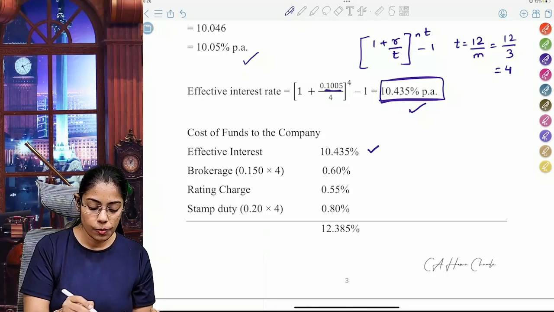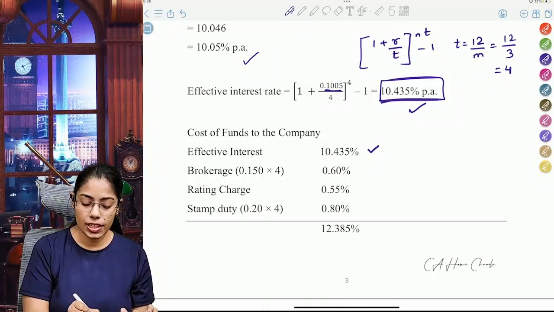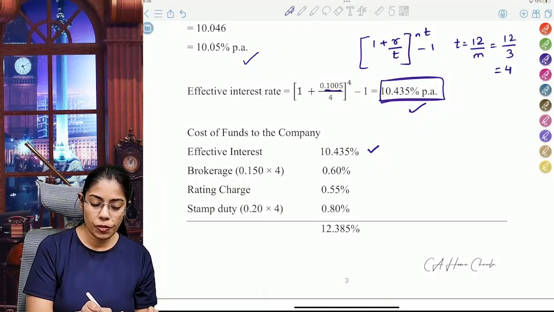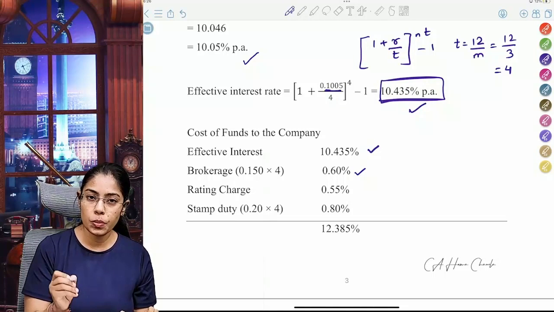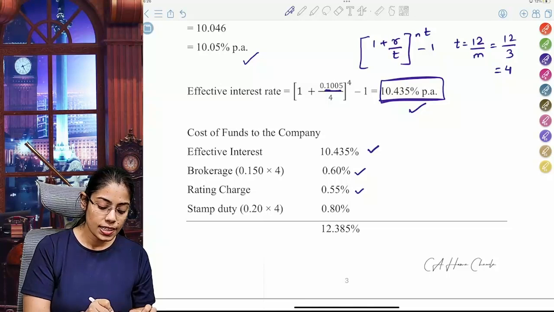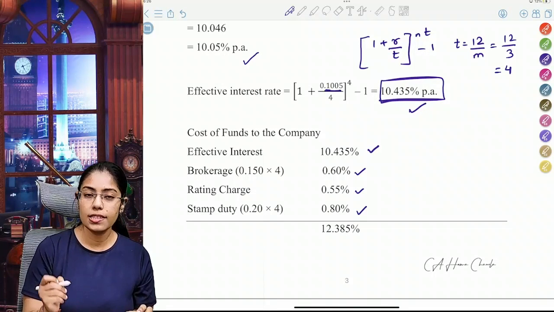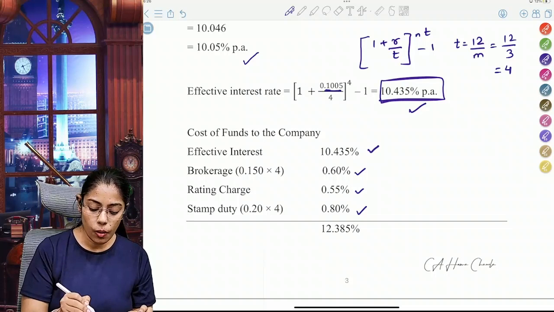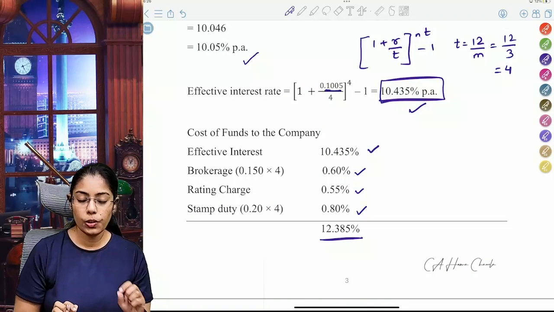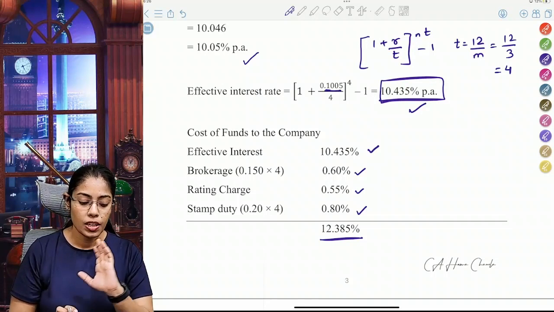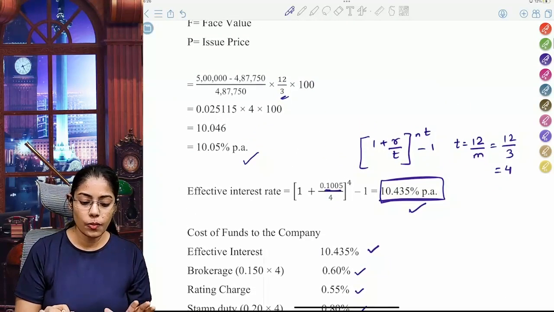So you are paying the effective interest of 10.435%. Brokerage is 0.15 multiplied by 4, that is 0.6% per annum. Rating charges are 0.55% per annum. Stamp duty is 0.2 multiplied by 4 per annum, that is 0.8%. Adding all, you get your total cost to be 12.385%. So this is a very simple question.